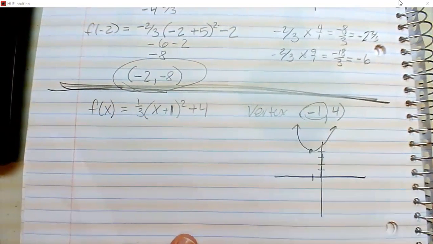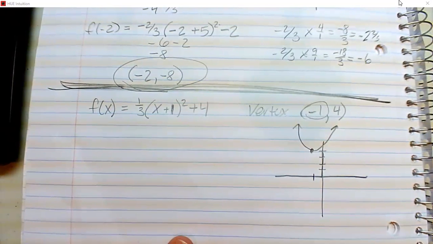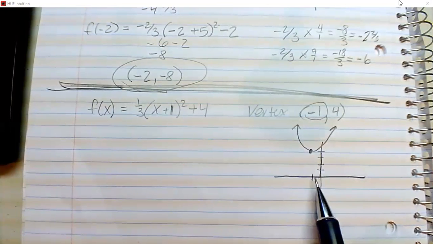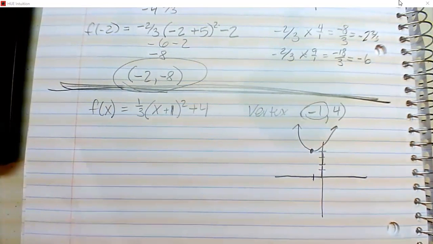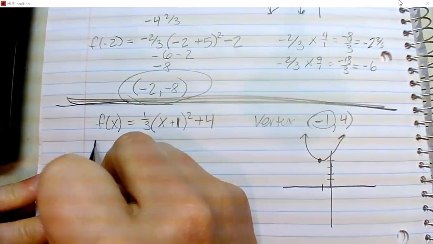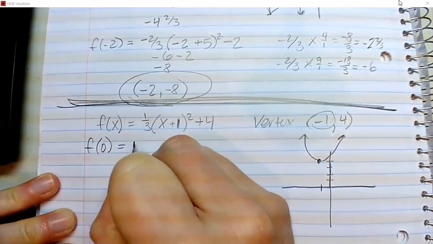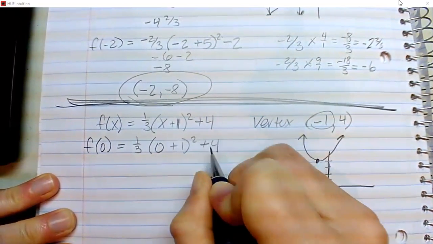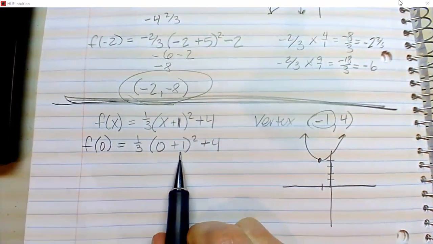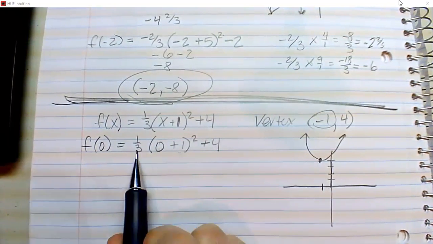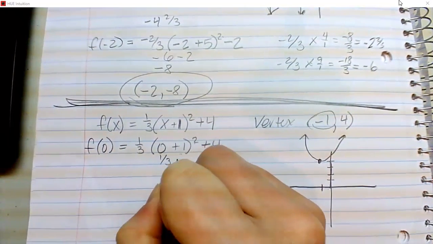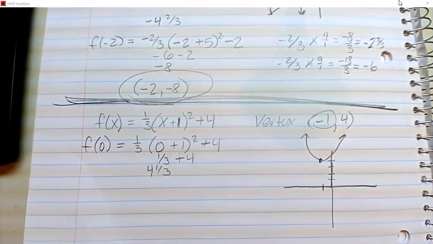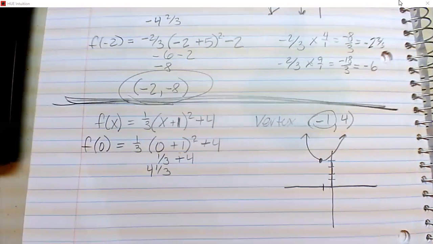So if my vertex x value is -1, then I'm going to try values that are on either side of -1, like 0 or maybe -2. Now, I don't know about you, but I like using the 0. So that's where I'm going to start. So I'm going to do f of 0. So 1/3 times (0 plus 1) squared and then plus 4. 0 plus 1 is 1. 1 squared is 1. 1 times 1/3 is 1/3. And then plus 4. So that's 4 1/3. I don't think they're going to let you graph that. So we'll pick something else, right?